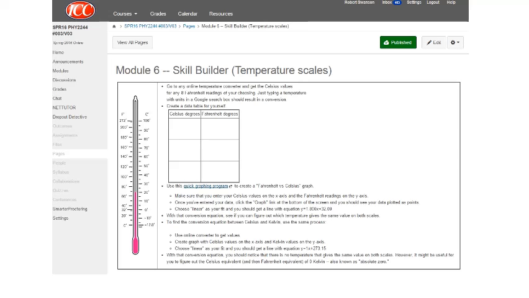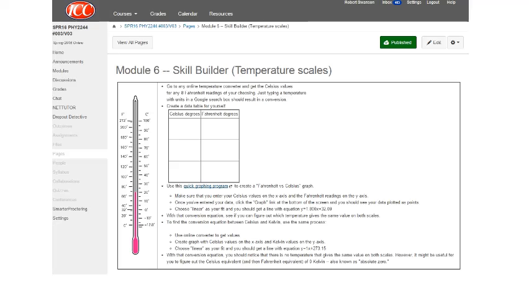Okay, this Module 6 skill builder is pretty straightforward. The whole goal is to get you used to the different temperature scales. We kind of get lazy and just think in terms of Fahrenheit here in the US, but it turns out that Celsius is used far more across the globe.